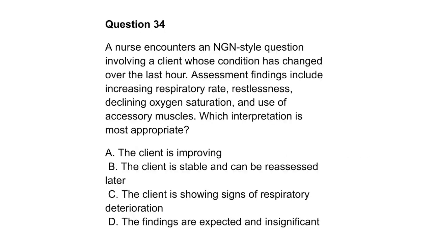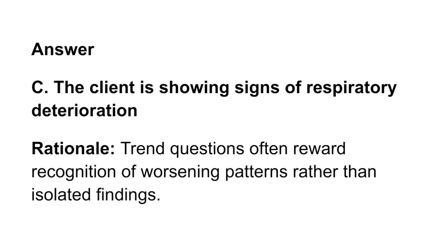Question 34. A nurse encounters an NGN-style question involving a client whose condition has changed over the last hour. Assessment findings include increasing respiratory rate, restlessness, declining oxygen saturation, and use of accessory muscles. Which interpretation is most appropriate? A. The client is improving. B. The client is stable and can be reassessed later. C. The client is showing signs of respiratory deterioration. D. The findings are expected and insignificant. Answer. C. The client is showing signs of respiratory deterioration. Rationale. Trend questions often reward recognition of worsening patterns rather than isolated findings.